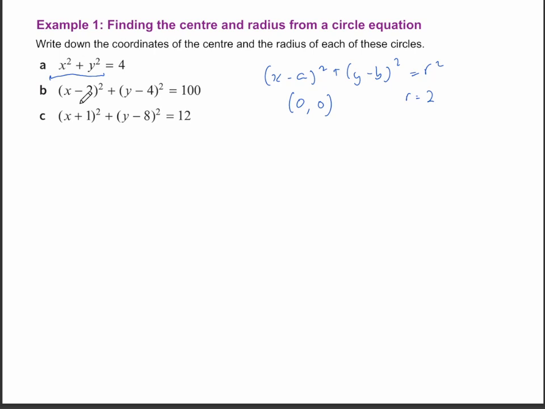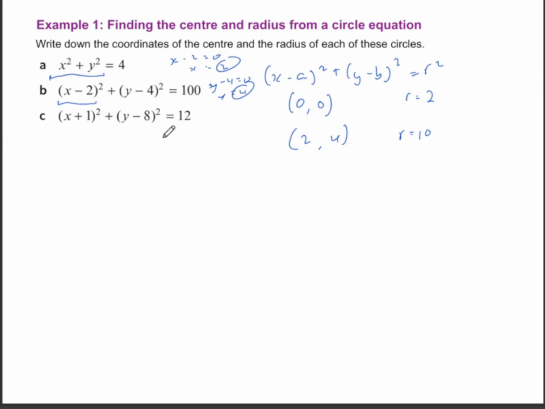Okay. Second one, x minus 2 squared plus y minus 4 squared equals 100. So again, r is just the square root of 100, which is 10. And then a is 2 and b is 4. That means the center is 2 and 4. If you do not remember that, then you can just equate each of these to 0. So x minus 2 equals 0, x equals 2, and y minus 4 equals 0, y equals 4. That's how you get the x and y coordinates for the center.